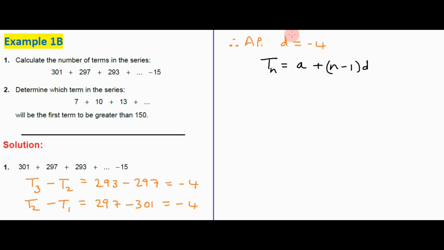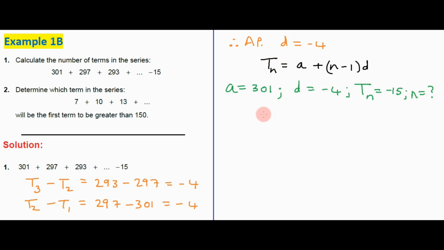Let's write down what we have and what we need to find. We have the first term, A, it's 301. We've got the common difference D, which is -4. We have the value of the nth term, T sub n, which is basically the last term, -15. And we must find the number of terms n. So let's plug into this equation.